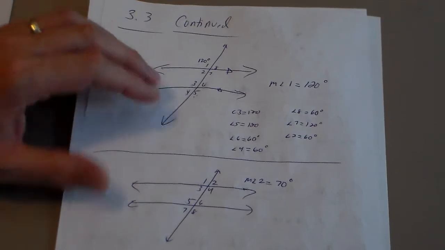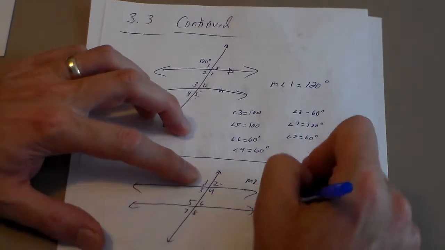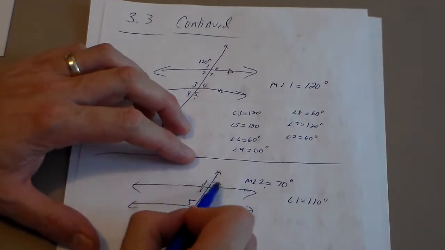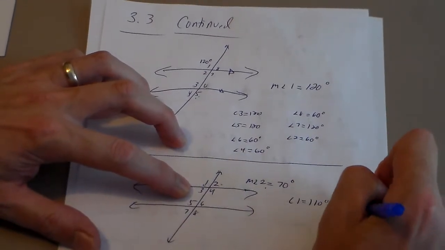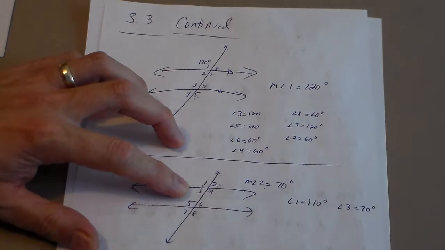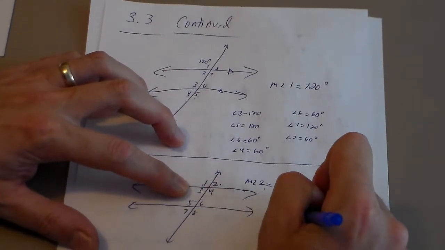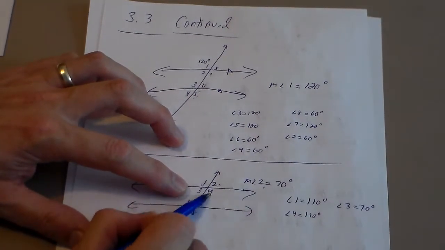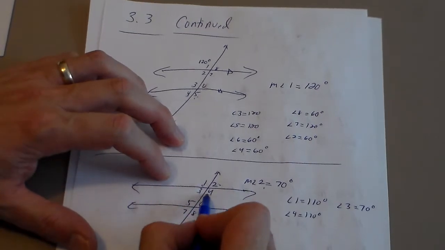All right, so let's look. So if 2 is 70, that means that 1 is 110. The measure of angle 1 equals 110. Why? They form a linear pair. Angle 3 equals 70 because these two are vertical angles. So then angle 4 has to be 110, right? Because these are vertical and these form a linear pair, these two and these two.